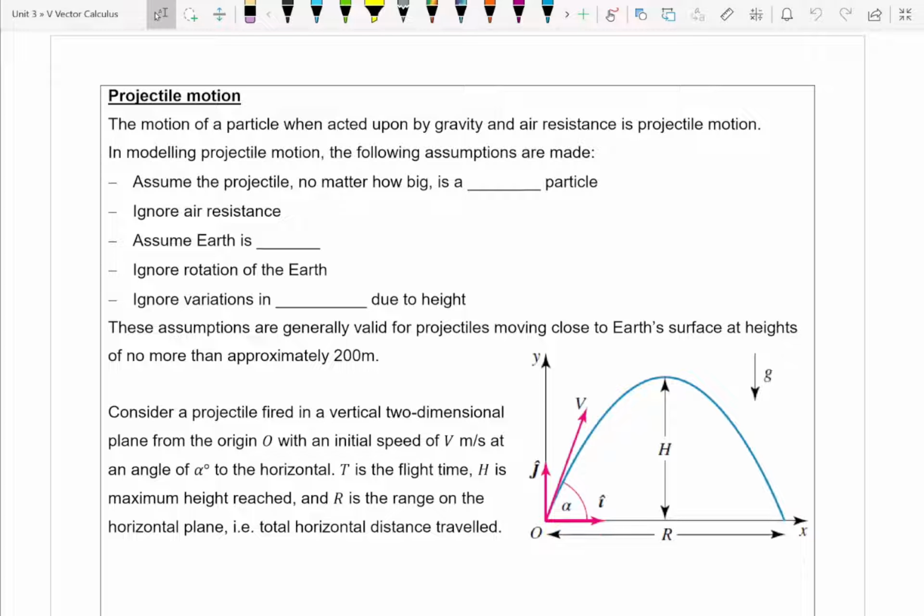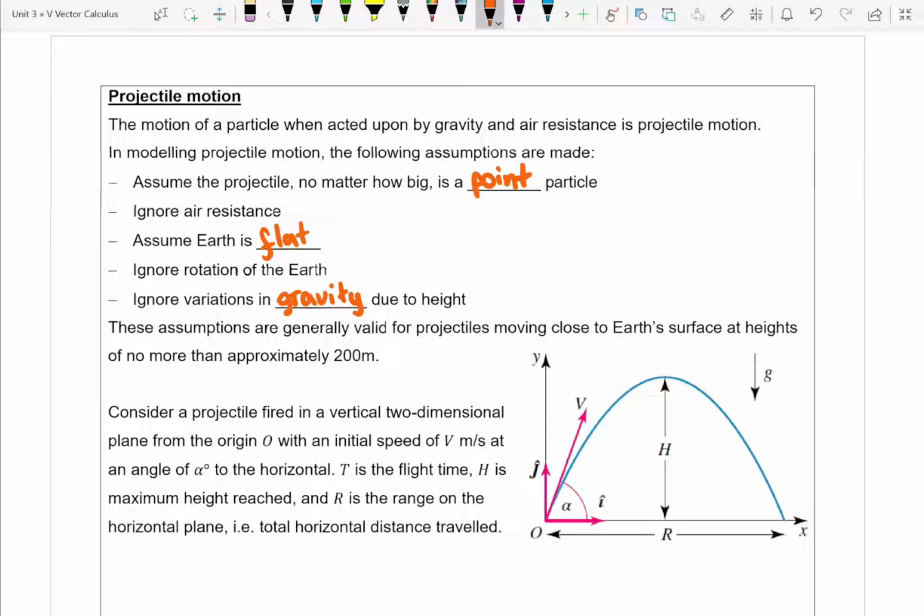We assume the projectile, no matter how big it is, is a point particle. We ignore the air resistance. We assume the Earth is flat. We ignore the rotation of the Earth, and we ignore variations in gravity due to height. Gravity actually becomes less powerful the further you get away from the Earth's core.